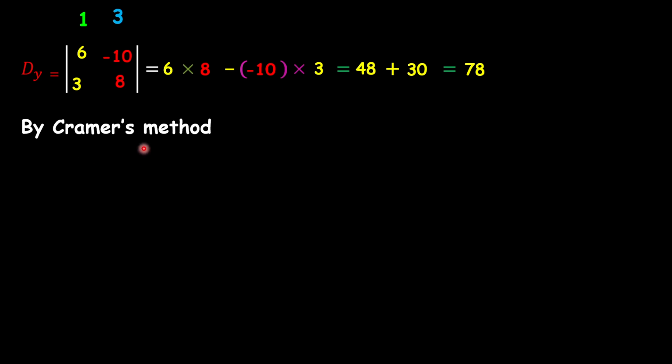Now by the Cramer's method or Cramer's rule, x is nothing but dx upon d. Value of dx is equal to how much? Negative 26 upon value of d is 39. 26 and 39 both are multiples of 13. Therefore 13 2s are 26, 13 3s are 39. Therefore we will get negative 2 upon 3.